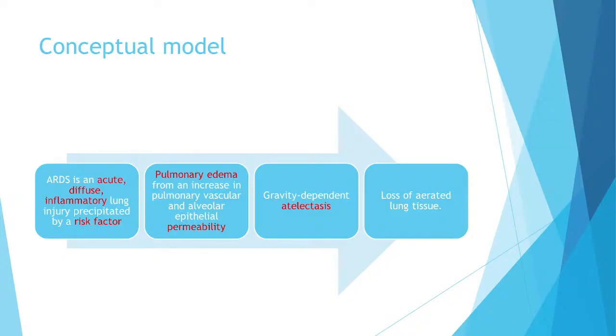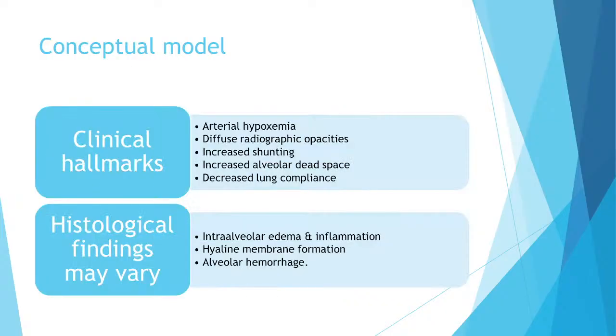Simply what you have described in the first slide: acute diffuse inflammatory lung injury precipitated by a risk factor. We will be coming to what are those risk factors specifically. This leads to pulmonary edema from an increased permeability and gravity dependent atelectasis. In the end, it leads to an overall loss of aerated lung tissue. That is the conceptual model.